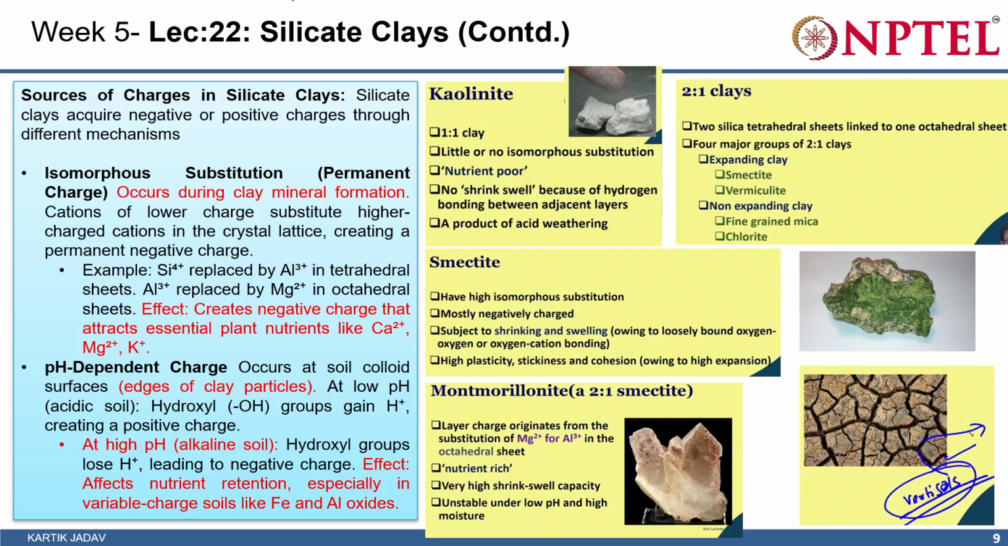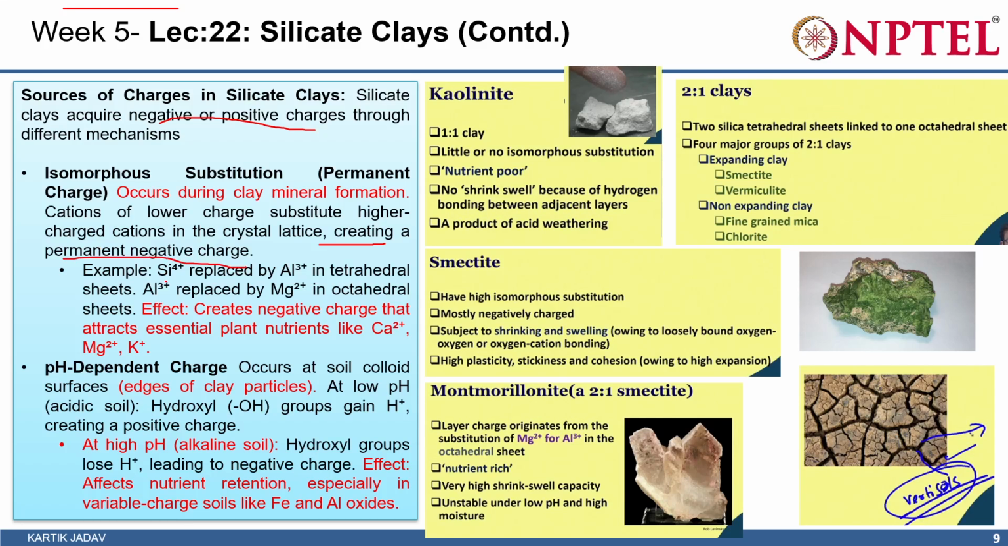Then let's talk about the sources of charges in silicate clays. Silicate clays acquire either negative or positive charge through different mechanisms. So let's briefly discuss what types of charges we have. It is either a permanent charge or a pH dependent charge. What is permanent charge? Permanent charge comes from isomorphous substitution. It occurs during clay mineral formation, when cations of a lower charge substitute higher charge cations in the crystal lattice. It creates a permanent negative charge.